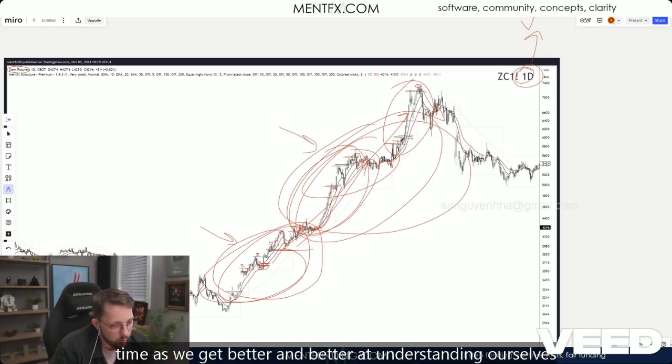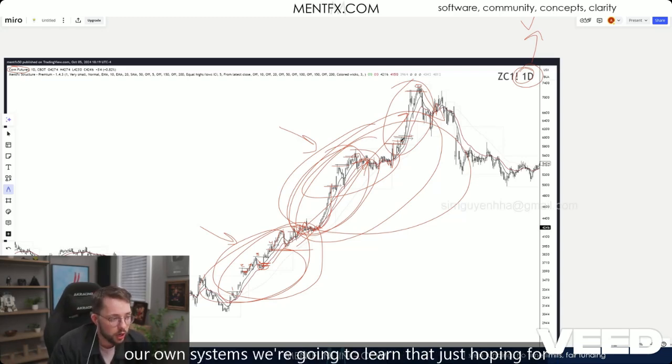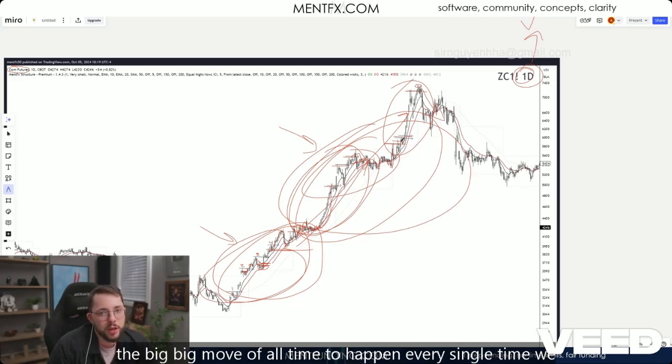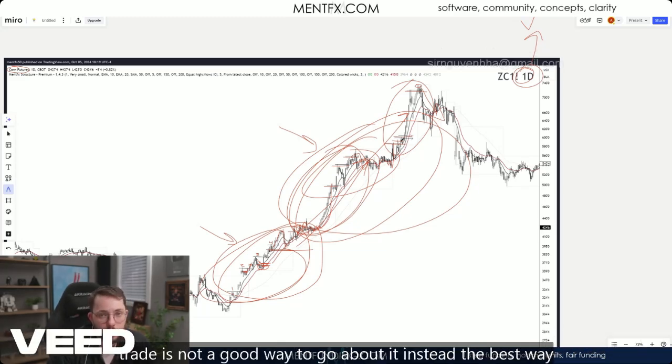But at the same time, as we get better and better at understanding ourselves, our own systems, we're going to learn that just hoping for the big move of all time to happen every single time we trade is not a good way to go about it. Instead, the best way is to build a solid bit of risk management that allows us to get in, stay in good bulks of the move, get out, and potentially get back in.